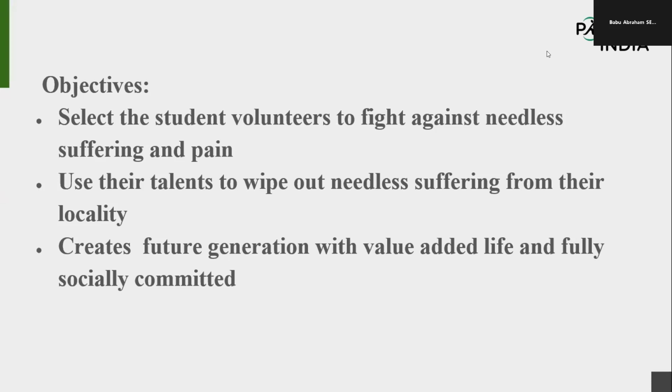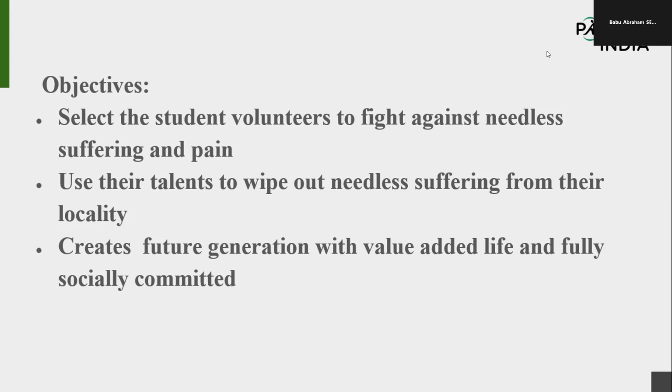Then one of the teams conducted a long cycle ride to create awareness about palliative care, from the north part of Kerala to the south part of Kerala. They covered many parts of Kerala, and through that they conducted a long campaign for palliative care activities.